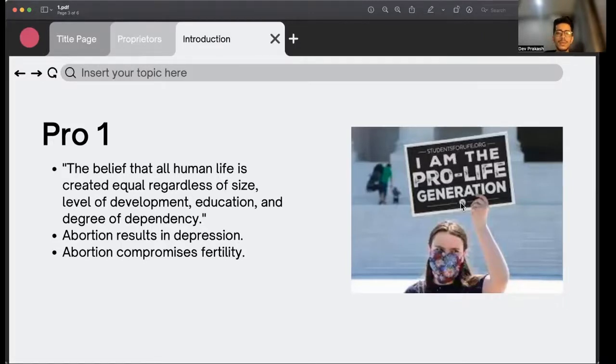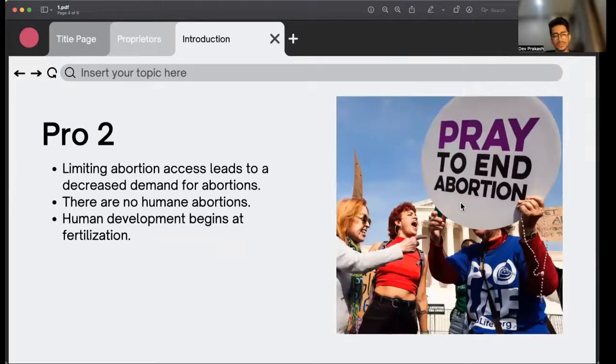People who develop depression over this likely do so because they are forced to live with the guilt of taking away potential life. Another claim that pro-lifers have is that abortion compromises fertility. There have been instances where people have had abortions and have developed infections in the womb.